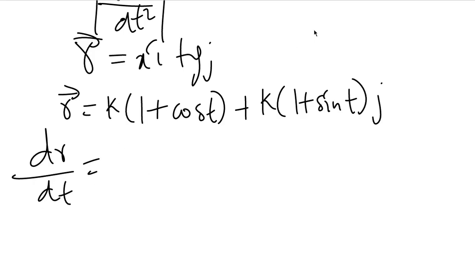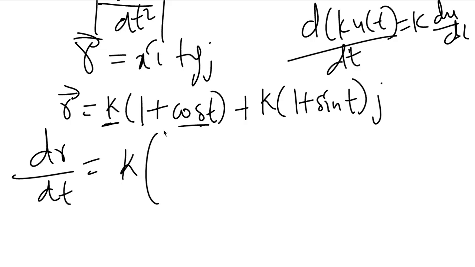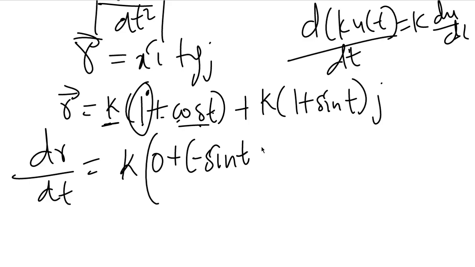You can see that this is a case of differentiating k u of t with respect to t, which is going to be k du over dt. We can take out the constant k, because k is a constant according to the question. If we differentiate 1 plus cos t, the derivative of the constant 1 is 0, and the derivative of cos t is minus sin t. I'm mixing this with integration so that you remember: if you integrate cos t, you get sin t, but if you differentiate cos t, you get negative sin t.